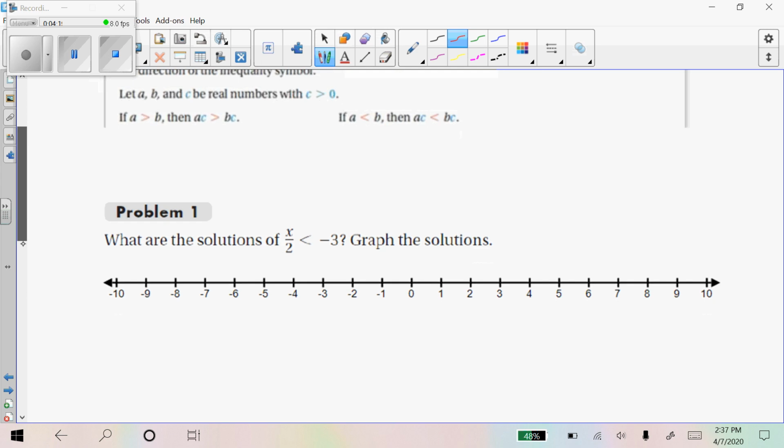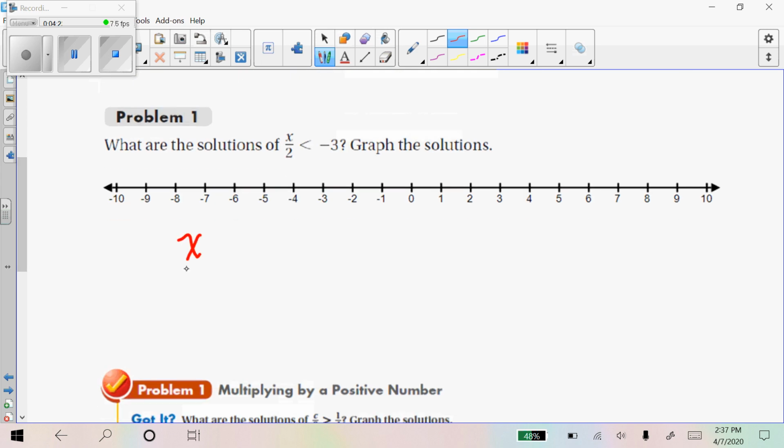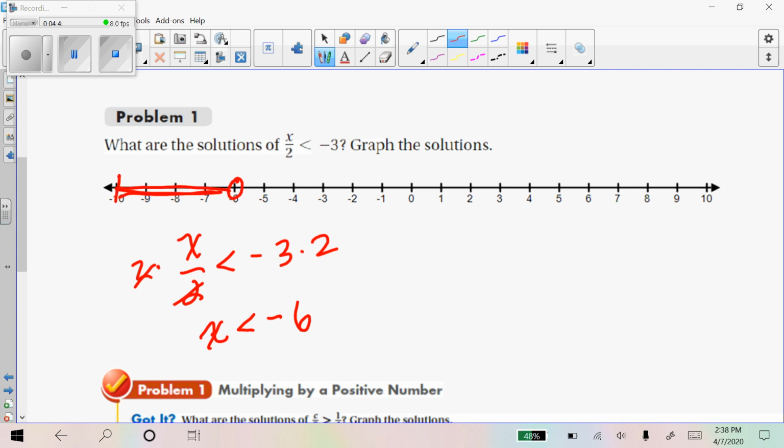So in this first problem, the way you would solve x divided by 2, you guys know that you would multiply both sides by 2. That gets rid of this dividing by 2 and gives us 1x. 2 divided by 2 is 1. 1x is less than -3 times 2, which is -6. So we're going to put an open circle on -6 and draw our arrow this way to solve this. The reason I didn't have to reverse the sign there is because I was multiplying by a positive number.